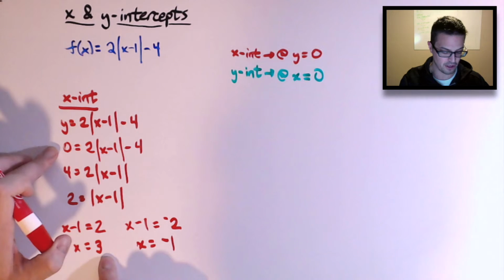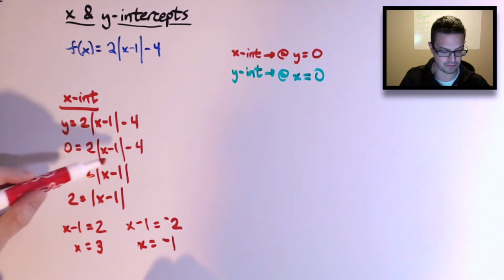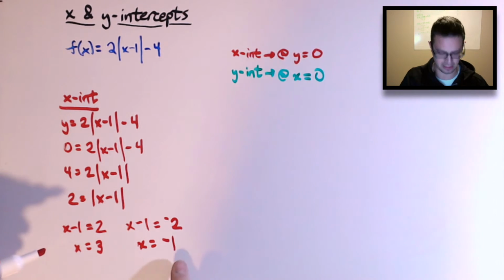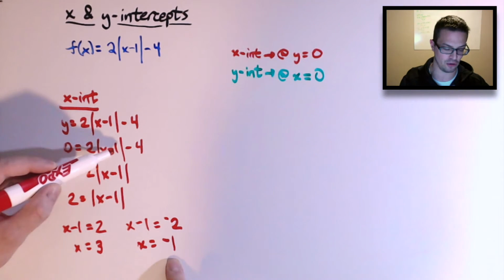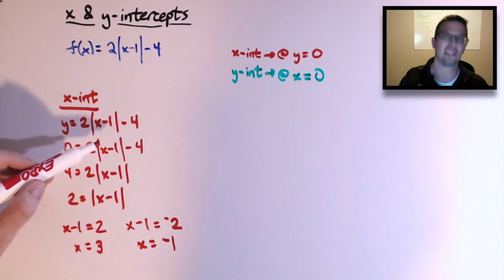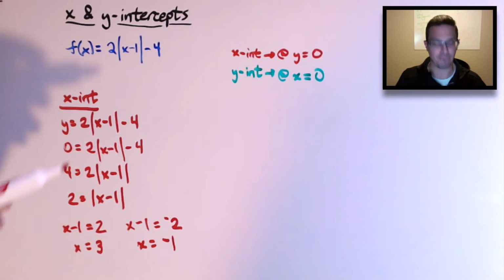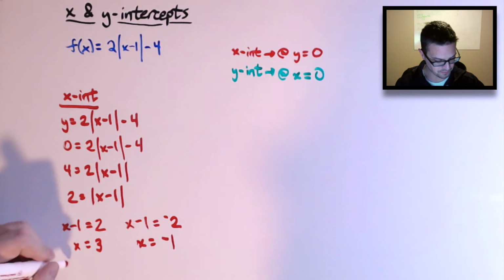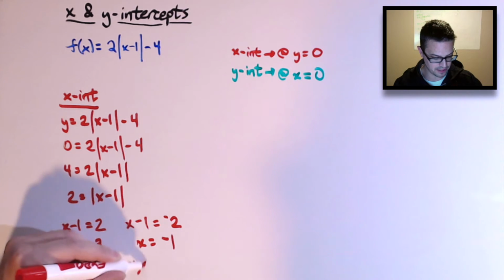So plug 3 in right here, and you have 3 minus 1 is 2. 2 times 2 is 4. 4 minus 4 is 0. So this one checks out, and then we'll do the same thing with the -1. Put -1 in here, you'll have -1 minus 1 is -2. The absolute value of -2 is 2. So 2 times 2 is 4. 4 minus 4 is 0. So they both check out. They both are legitimate answers for the x-intercept. We're going to write them as coordinates. So it'll just be (3, 0) and (-1, 0).